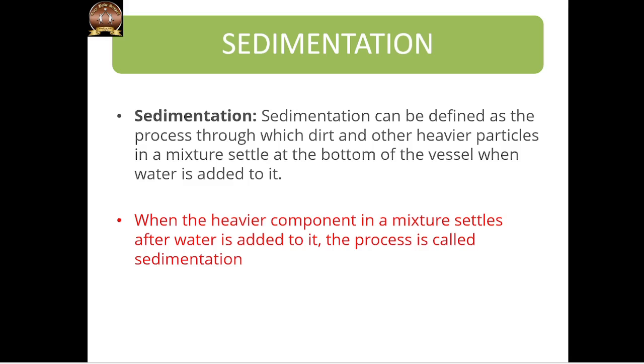So when we do this, we understand that the heavier particles of this mixture would gradually settle down at the bottom of the beaker and the clear water would separate at the top. This process is what is called sedimentation. Sedimentation can be defined as the process through which dirt or any other heavier particles in a mixture settle at the bottom of the vessel when water is added to it. So when the heavier component settles after water is added, this is what is called sedimentation.